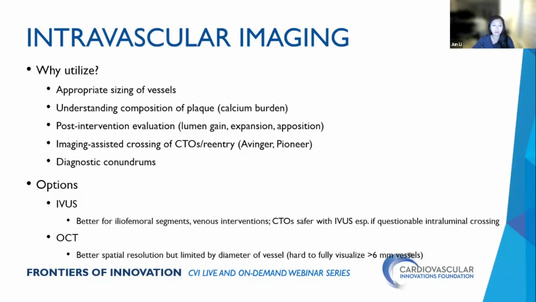So intravascular ultrasound, or IVUS, is better for iliofemoral segments, particularly given the size of these arteries. Also, obviously, for venous interventions as well. For CTOs in general, it's safer to use IVUS compared to OCT because if there's questions about intraluminal crossing, you don't necessarily want to inject contrast into a subintimal space.